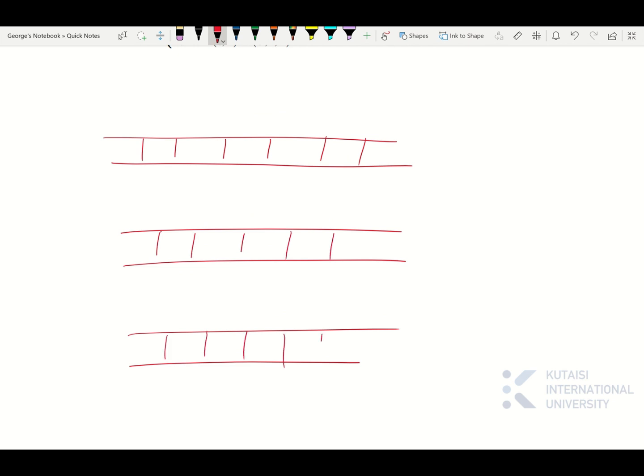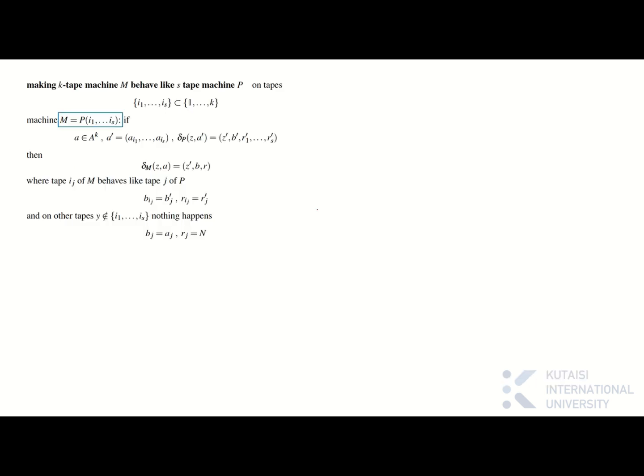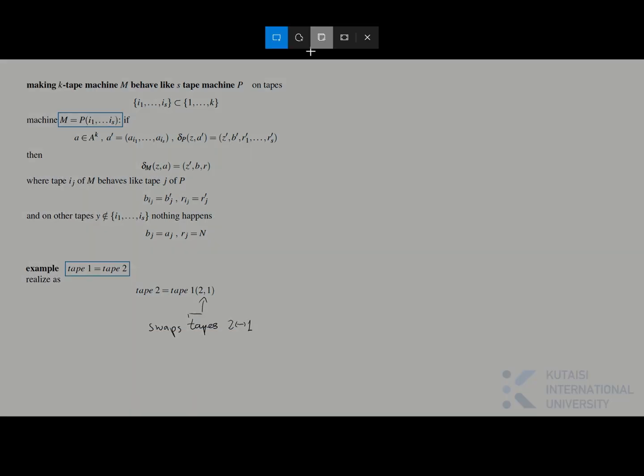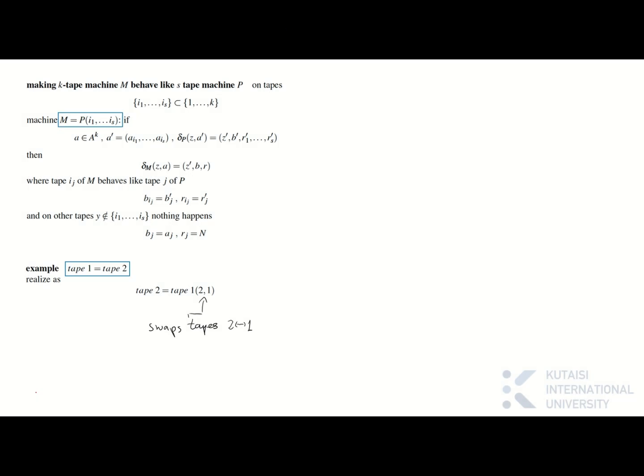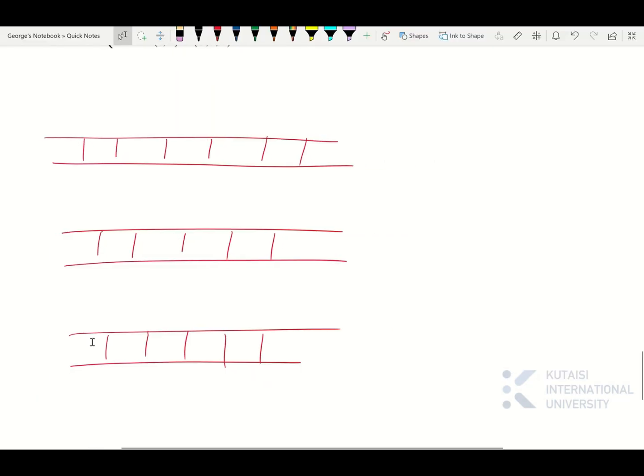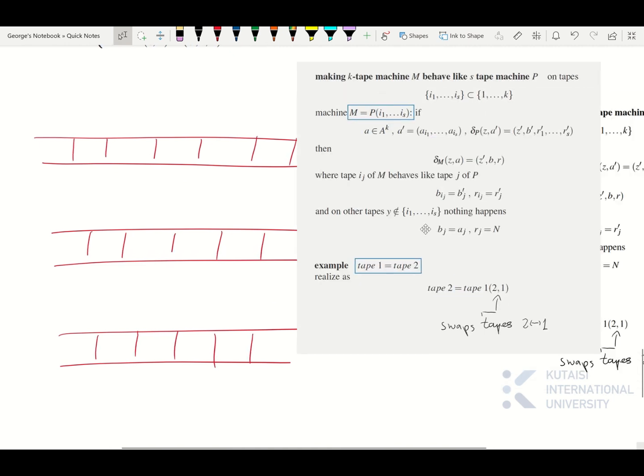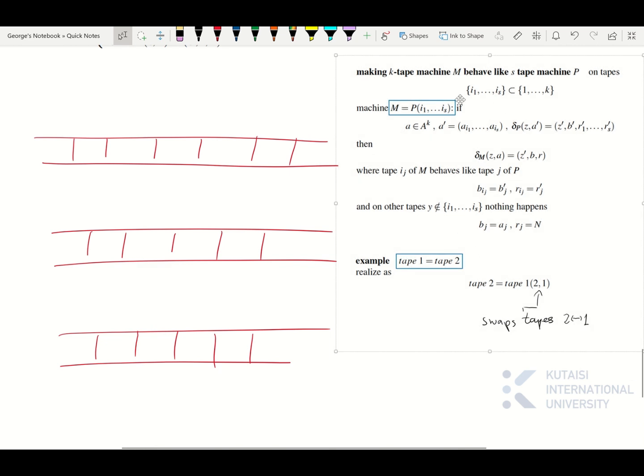So let's say my machine, let's use the same exact letters that are used here. So let's copy this. I want to just use the same exact notation. So if we go back here, paste it. Okay, so let's say I have a k-tape machine M. So this guy is called M. And let's say k is 3. So I have a 3-tape machine M, a machine that operates on 3 tapes.